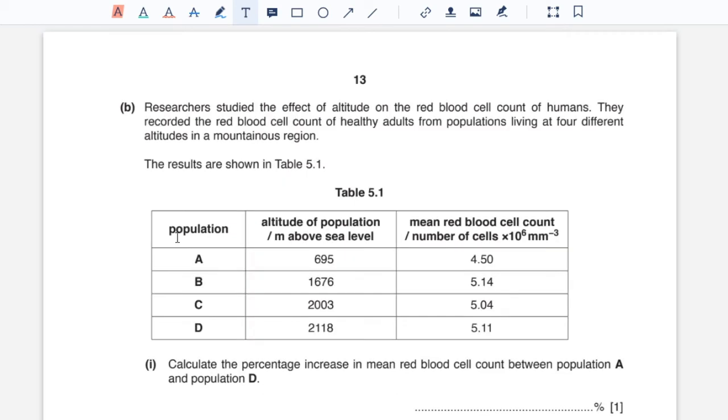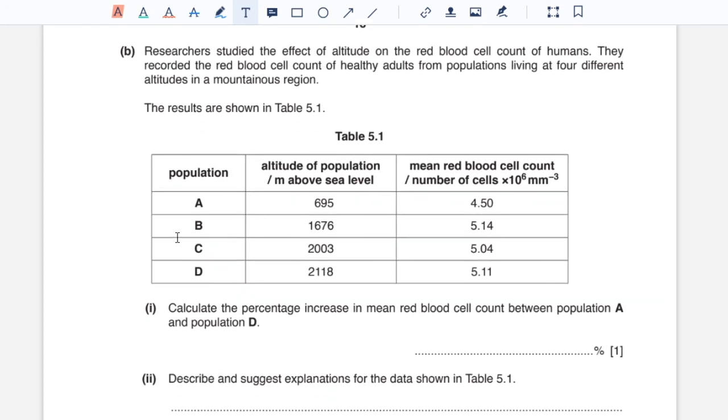B. Researchers studied the effect of altitude on the red blood cell count of humans. They recorded the red blood cell count of healthy adults from populations living at 4 different altitudes in a mountainous region, and the results are shown in table 5.1. 1. Calculate the percentage increase in mean red blood cell count between population A and population D.